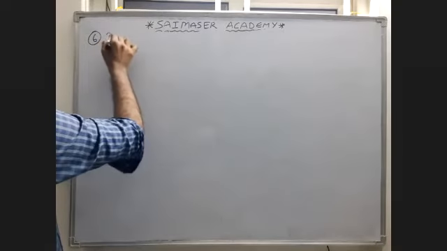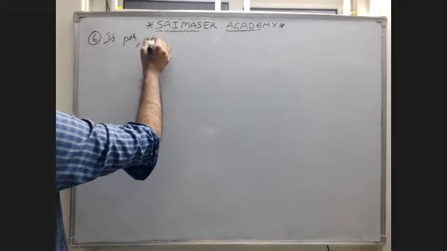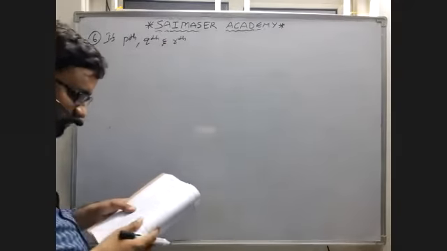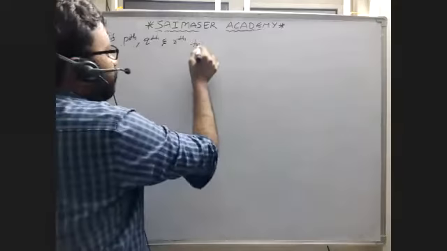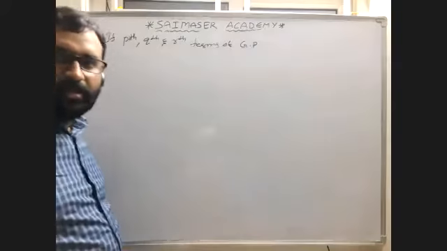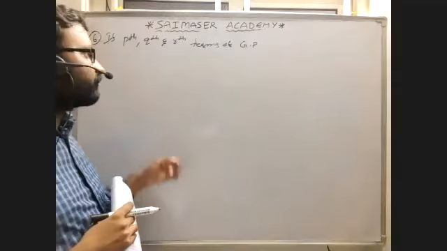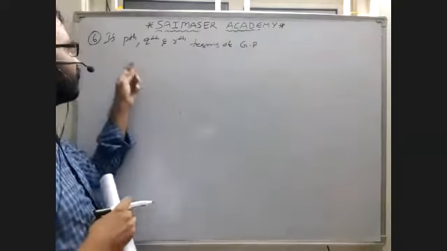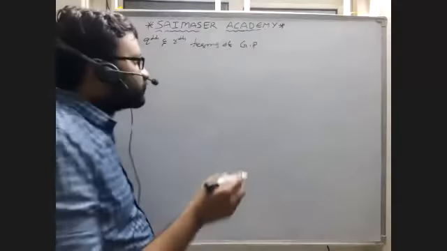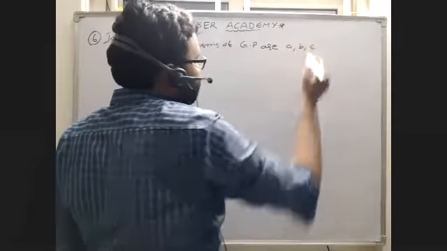If pth, qth and rth terms of a GP. If first term, second term, third term are given, we know that, but here, instead of numbers, the pth term, qth term, rth term, three terms are given. What are the three terms? They are in GP, those are small a, small b, small c.